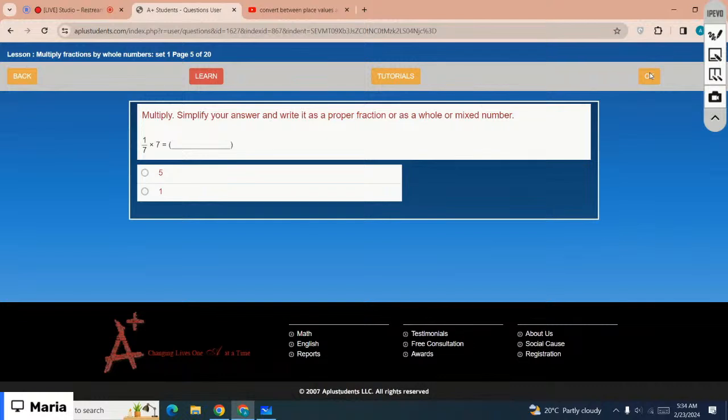1 over 7 times 7. Which is the correct option? Yes, the correct option is 1. Yes, that's exactly the same question.